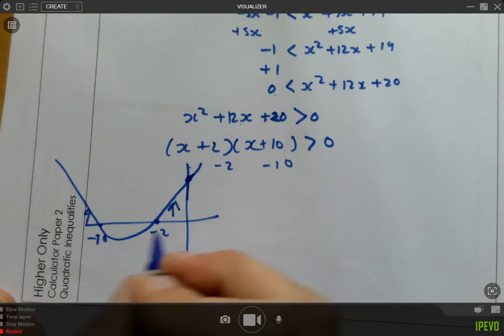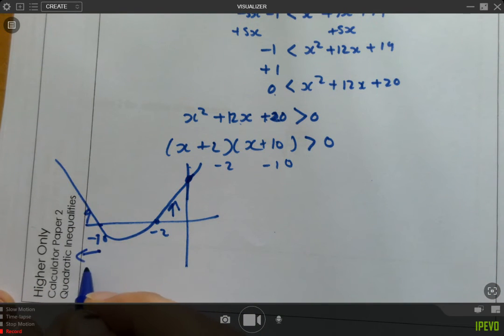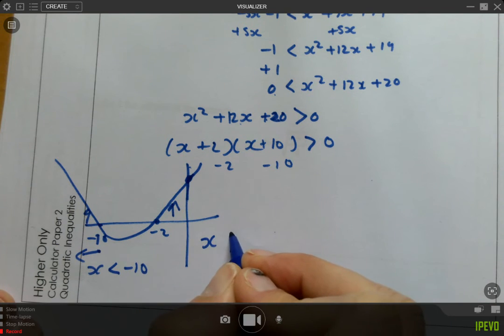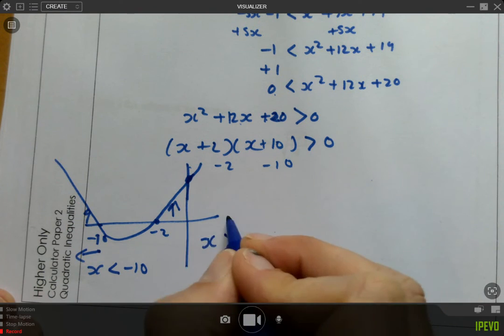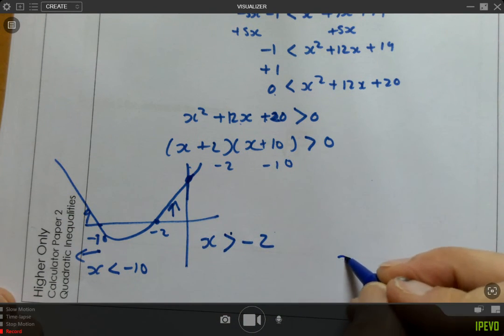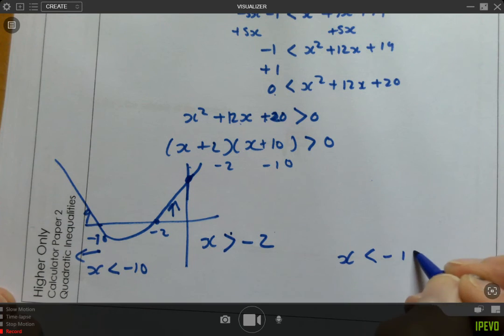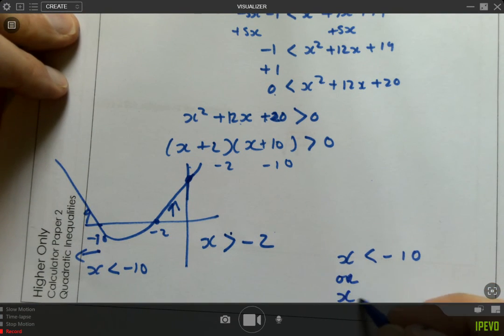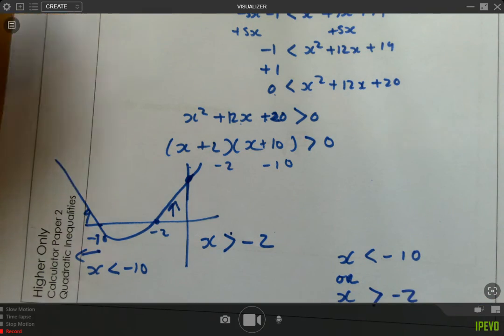So I've got this bit first, so x is smaller than minus 10, and I've got this bit where x is bigger than minus 2, because I want these bits. So I'll just write my answer as x is smaller than minus 10, or x is bigger than minus 2, because they are the points that matter.